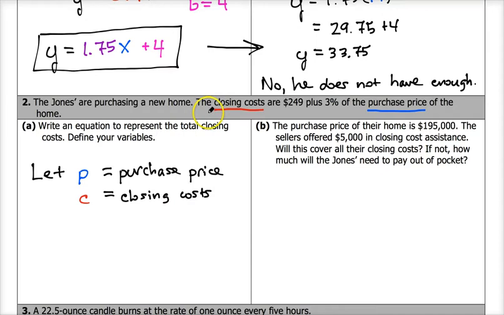And so now, to write an equation for this, we can just look at this last sentence here, which says the closing costs, which we know is C, are equal to $249, plus 3%. Remember, 3% when we put it in equations needs to be written as a decimal, so that would be 0.03, 3% of the purchase price, and we said the purchase price is P. So this equation is C equals 249 plus 0.03 P.